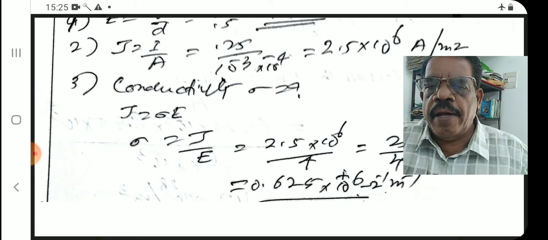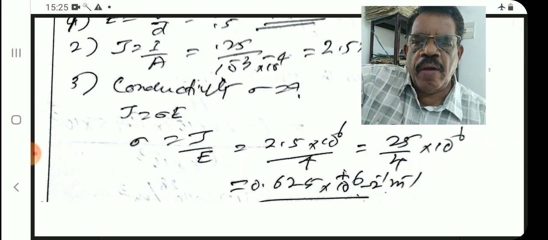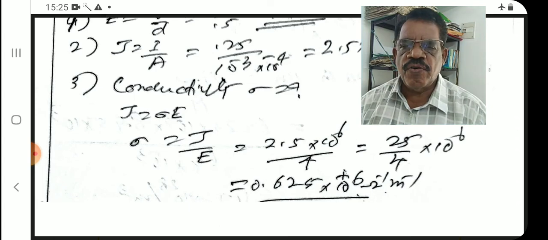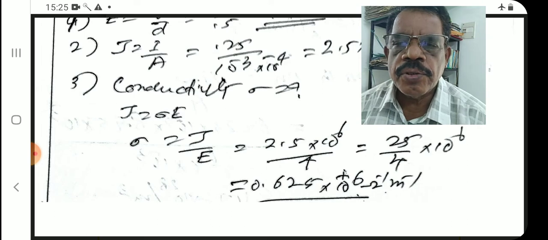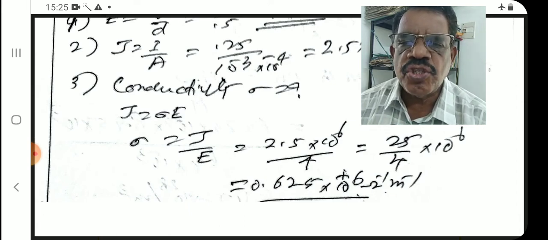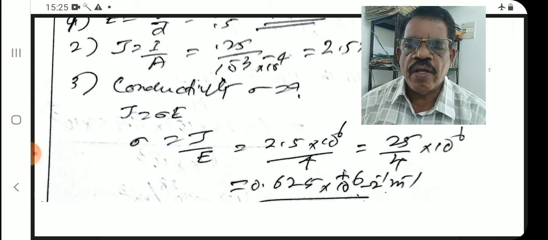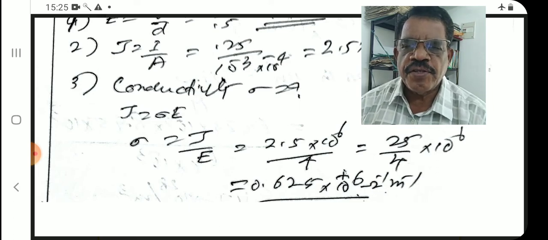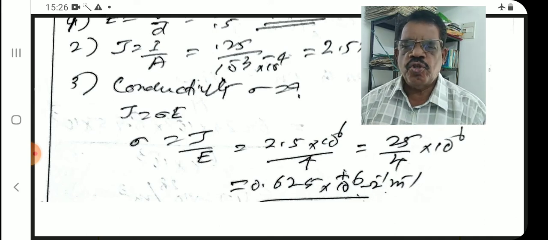Conductivity sigma? Sigma is J by E, that is 2.5 into 10 raised to 6 by 4. 2.5 by 4 is not 25, 2.5 by 4. That is 0.625 into 10 raised to 6 ohm raised to minus 1 meter raised to minus 1.